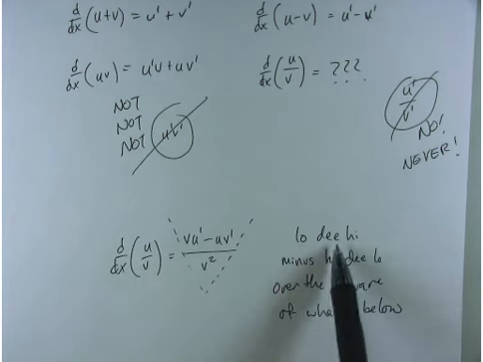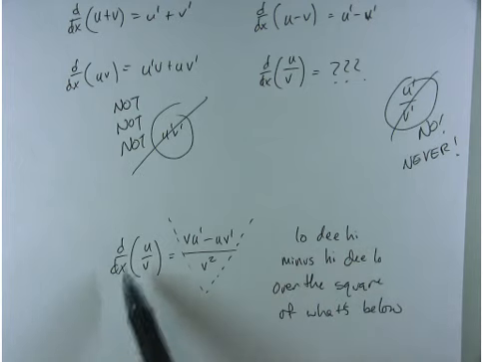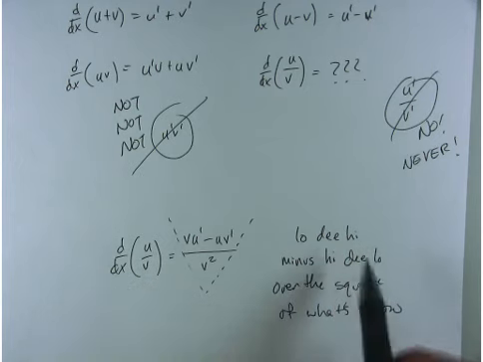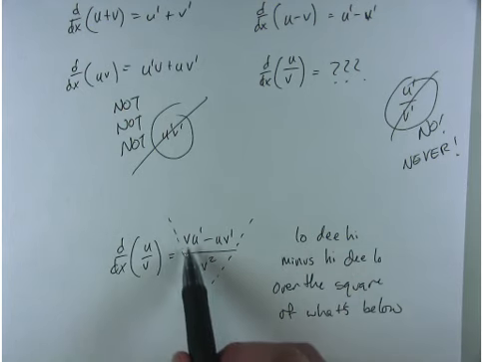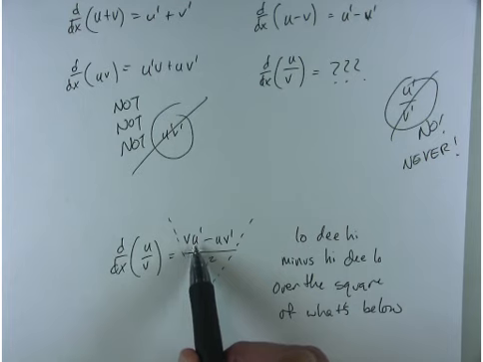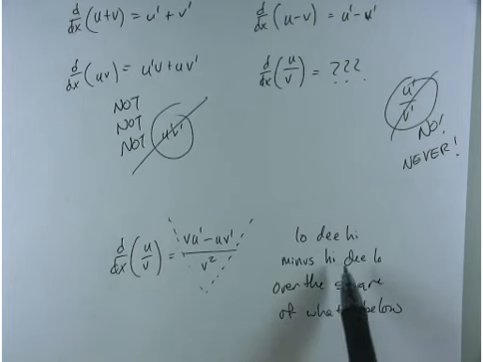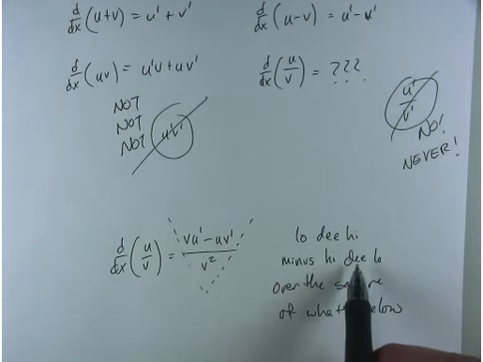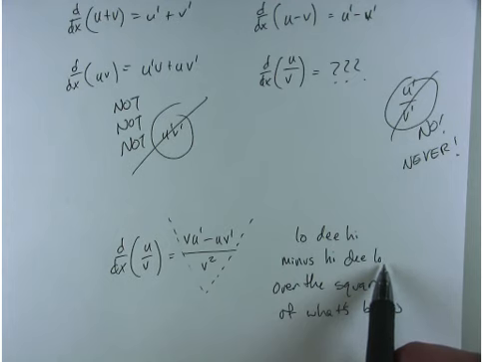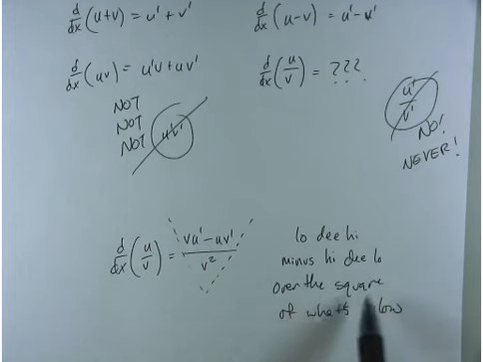D means the derivative of, right? Or like this, d dx means the derivative of. And high means the top function. So low d high means the bottom function times the derivative of the top function, minus high d low. So the top function times the derivative of the bottom function. Low is the bottom function. And then over the square of what's below. What's below, again, that's the bottom function, and it's squared.